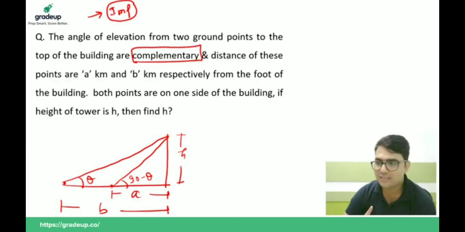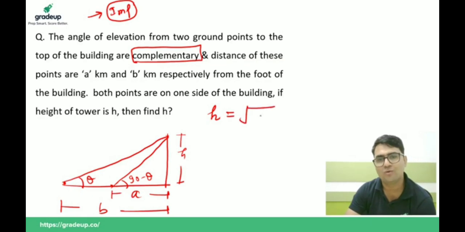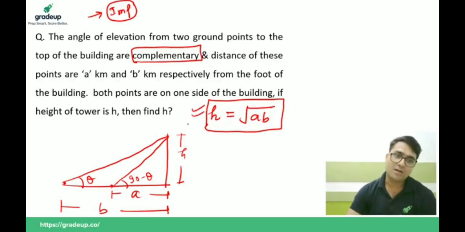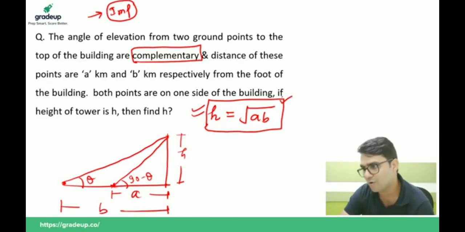Guys, for this type of question, always remember a result: h is always equal to root AB. Please learn this result; I'm going to explain it, don't worry. Whenever you have two points forming complementary angles, at distances A and B from the foot of the building, and the height of the building is h, then always h equals root AB. Please remember this concept.